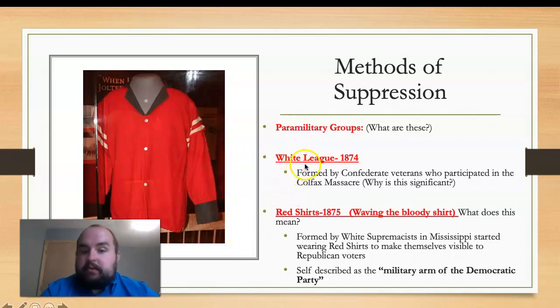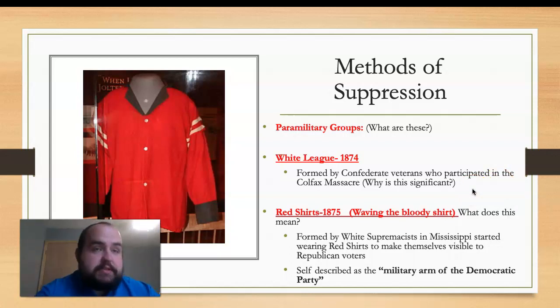First, you had the White League, which was formed in 1874. This was formed primarily by a group of Confederate veterans who had participated in the Colfax Massacre, which was a massacre of Native Americans. Now, why is that significant to remember, potentially?